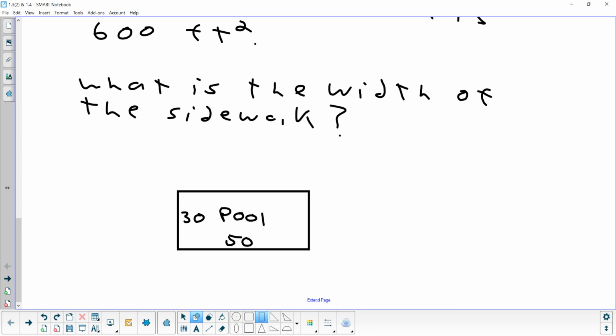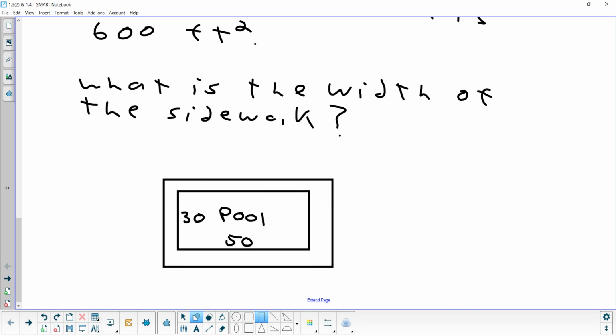And we're going to put a sidewalk around that. That's as good as I can do. It's supposed to be the same width all the way around. Okay, so that is X from there to there. Okay, questions on my diagram?